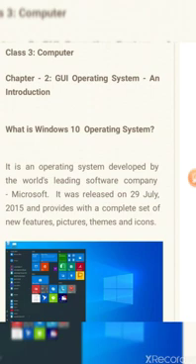Windows 10 is the latest version of Windows and was released on 29th July 2015, and provides a complete set of new features, pictures, themes and icons. We will learn about these topics in our next class. That's all for today. Read the chapter and write the question answers sent in PDF.